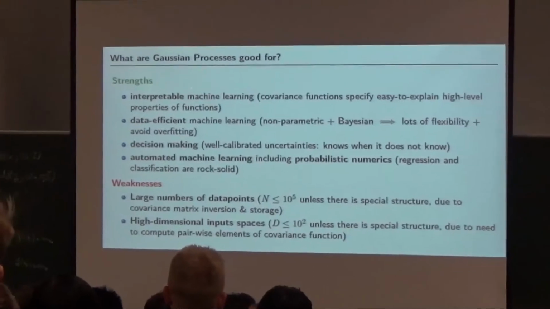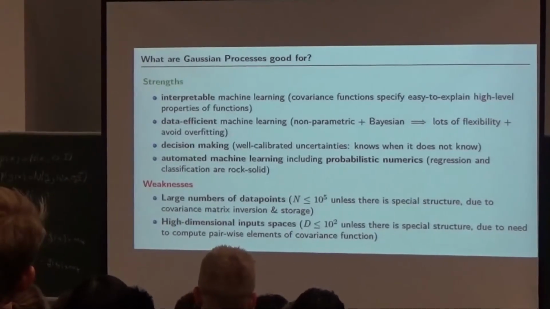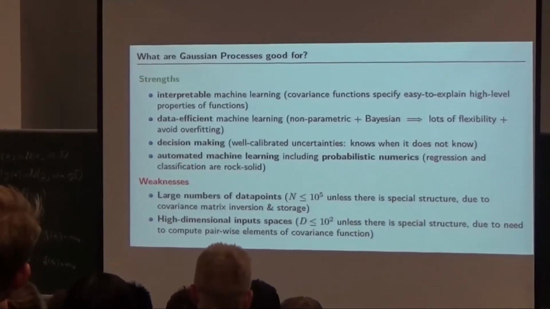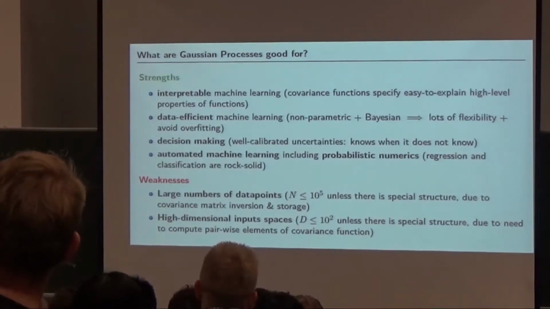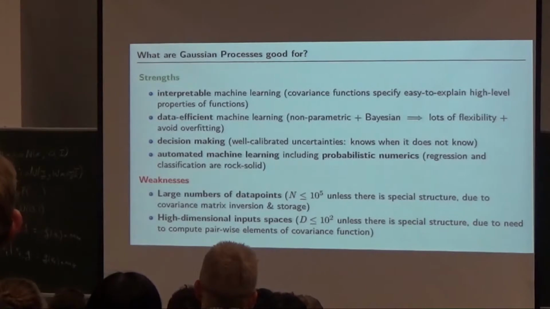Point number two, if you need super data efficient methods, where you have very small numbers of data points and you want to make the most of that data, so you're willing to spend a lot of compute on a relatively small amount of data, Gaussian processes are quite good.